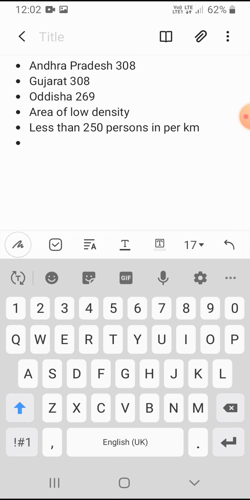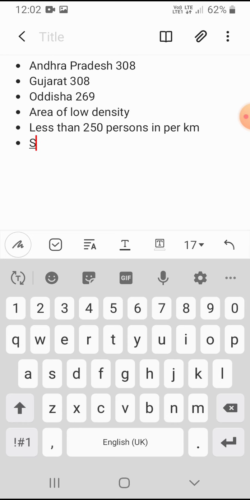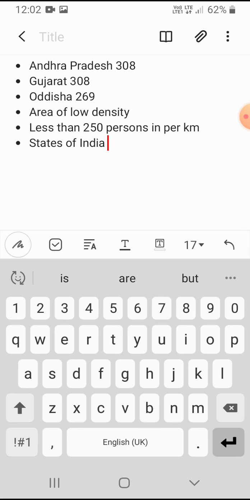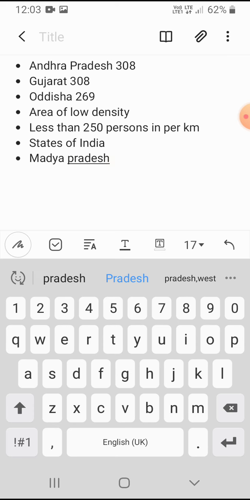Let's see which places are there. In that, Madhya Pradesh is there. States of India, let's know which states are there. Madhya Pradesh has 136 people per kilometer square.